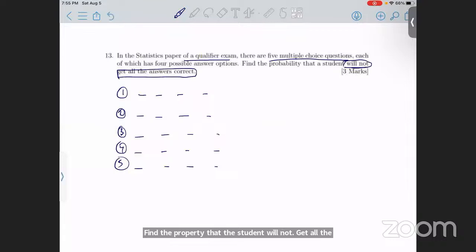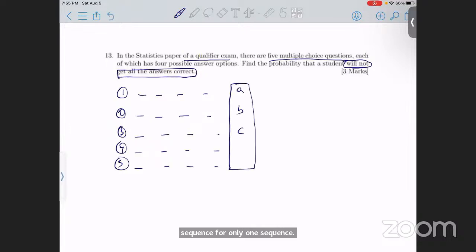Look, there is only one sequence possible. Listen to this carefully. If the sequence is A, B, C, D, A, the student should get this sequence to get all 5 correct. So there is only one possible way.